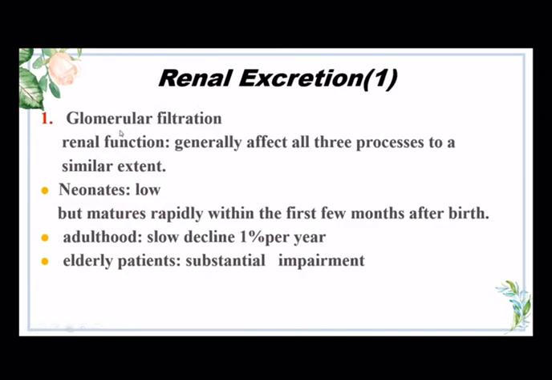The first factor influencing renal excretion is glomerular filtration. Renal function generally affects all three processes to a similar extent. In neonates, renal function is low, but matures rapidly within the first few months after birth. In adulthood, there is a slow decline in renal function, about 1% per year. So, in elderly patients, there is substantial impairment in renal function.